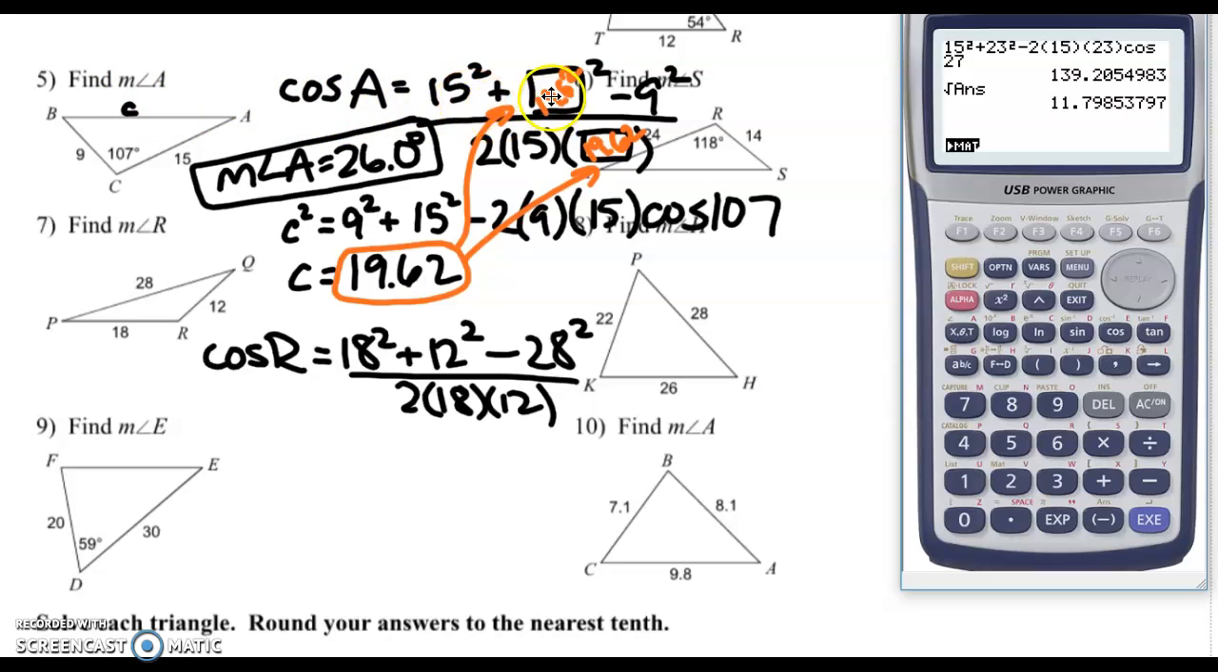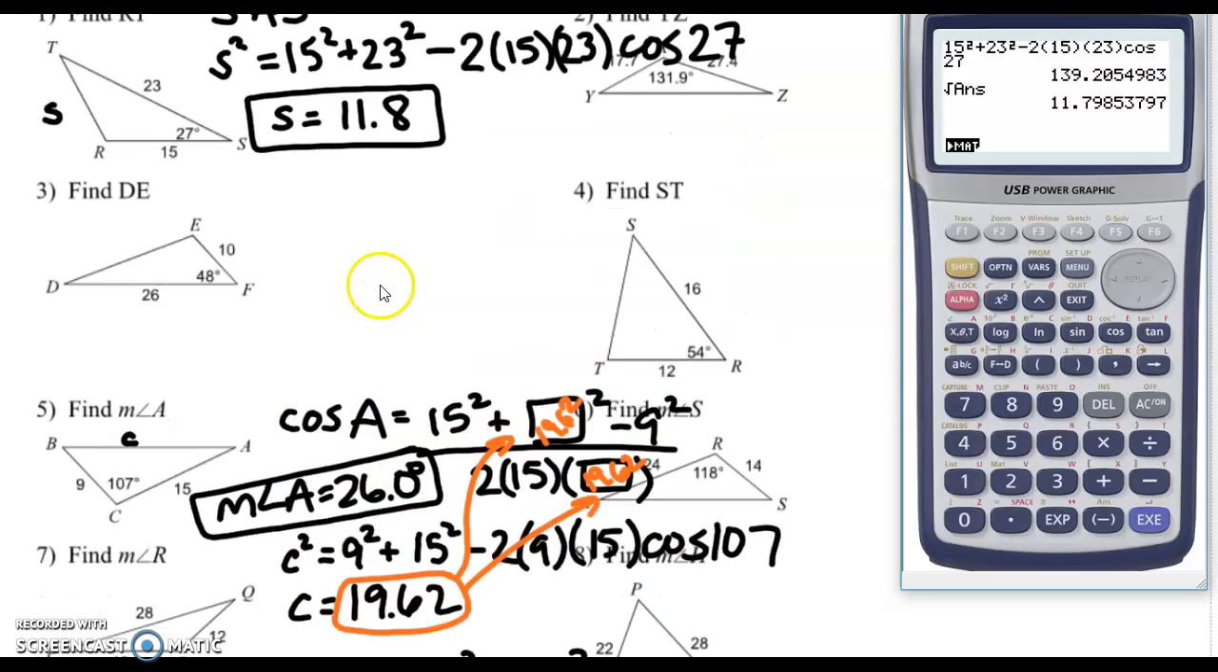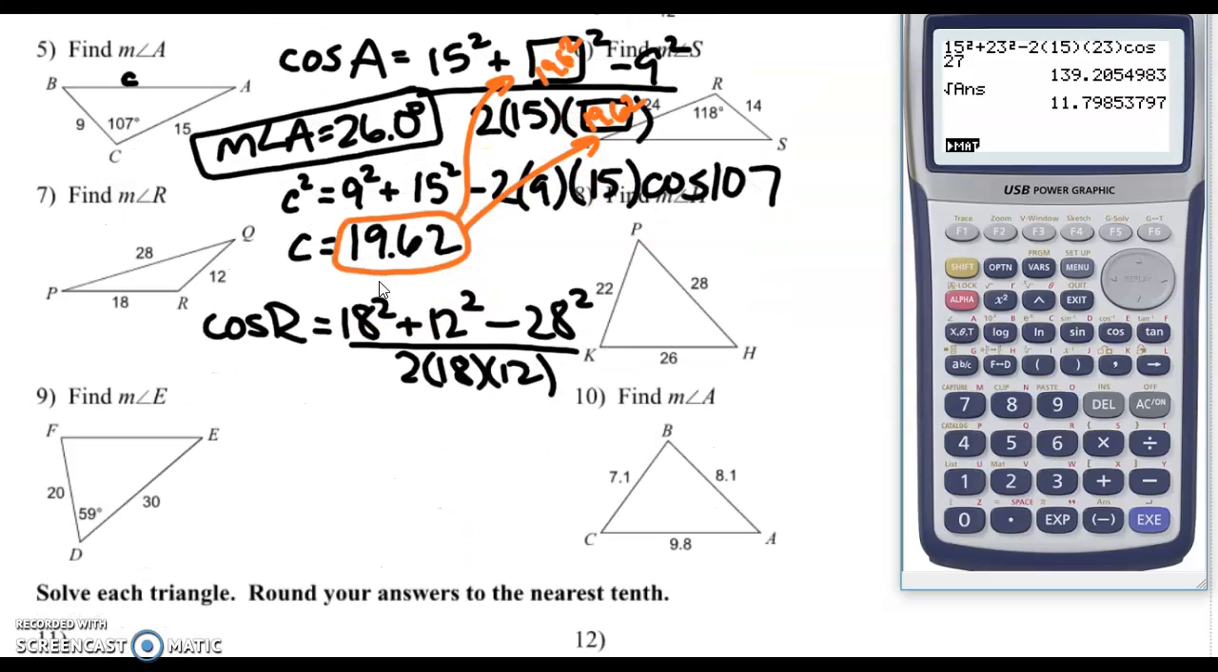However, as I start plugging in, I notice that I don't have enough information. I need to include the side length that's next to the angle that I'm looking for, and I don't have that side length. So what I need to do is apply the side length law of cosines first to find that missing side length, just like I did up here in number 1. And then once I know that number, I can go ahead and plug it in to find my missing angle measurement. So this is just a 2-step law of cosines problem, but we solve it exactly the same way.